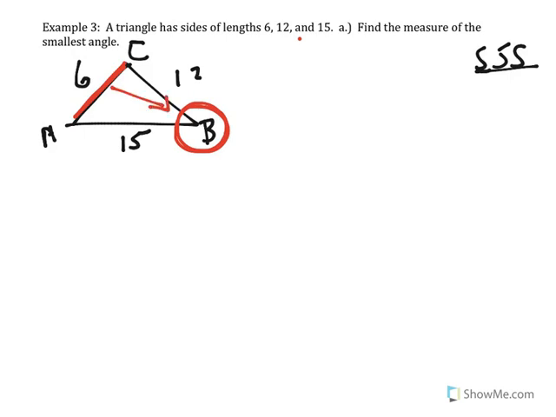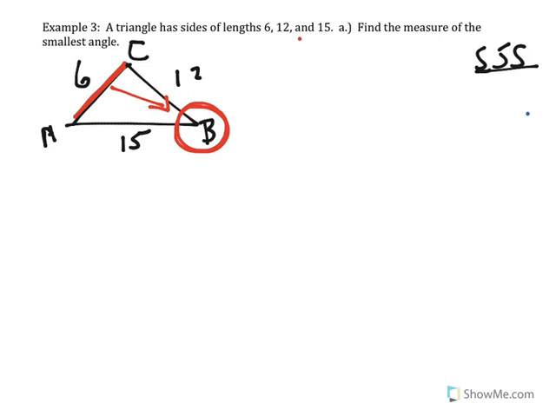The largest side would be opposite my side of 15, so that would be angle C in this case. And the medium side, the side in the middle, would be 12, so angle A is across from that. Of course, like I said, if you labeled your triangle a little bit differently, then it could be angle A for you or angle C, but you'll still get the same angle measure opposite the side of 6.